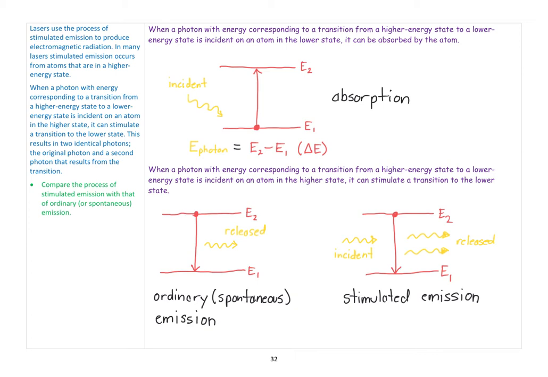So let's briefly recap the process of absorption and ordinary or spontaneous emission, and compare that with stimulated emission, which is really what you need to be able to do. So let's start out here with absorption. When a photon with energy corresponding to a transition from a higher energy state to a lower energy state is incident on an atom in the lower state, it can be absorbed by the atom.